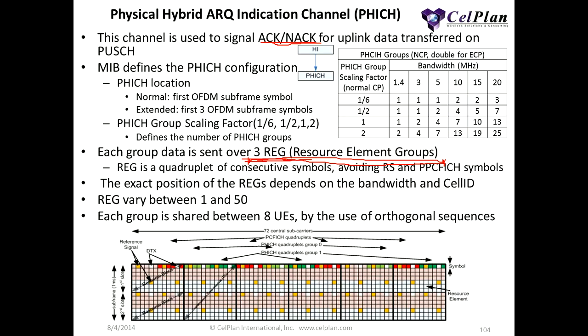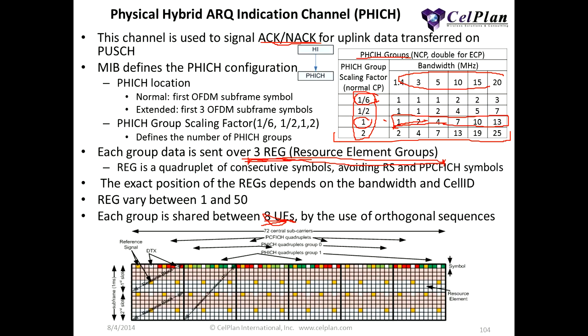Now, you can have more than one PHICH group depending on the scaling factor and depending on your bandwidth. If you specify a scaling factor of, let's start with 1, this is the number of quadruplets, 3 times quadruplets, that you will have: 1, 2, 4, up to 13. And then you can go down or you can go up. It depends on the number of packets that you will need to map in each TTI.